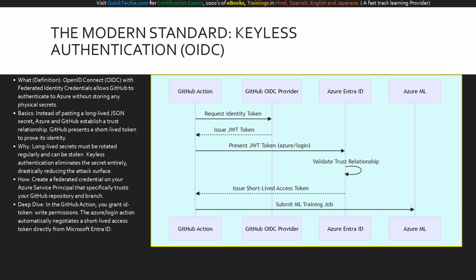The GitHub action asks its internal OIDC provider for an identity token. It takes that token and presents it to Azure Entra ID via the Azure/login action. Azure checks its federated trust settings. Because they match, Azure issues a short-lived access token. The GitHub action then uses this temporary token to submit the machine learning job to Azure ML.